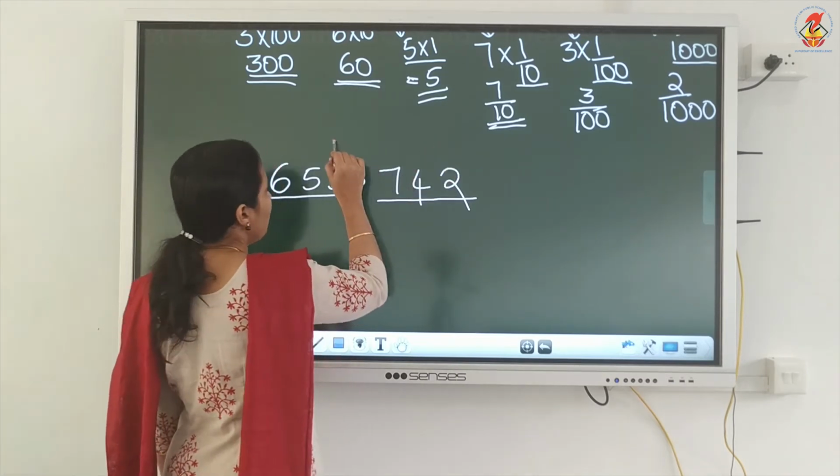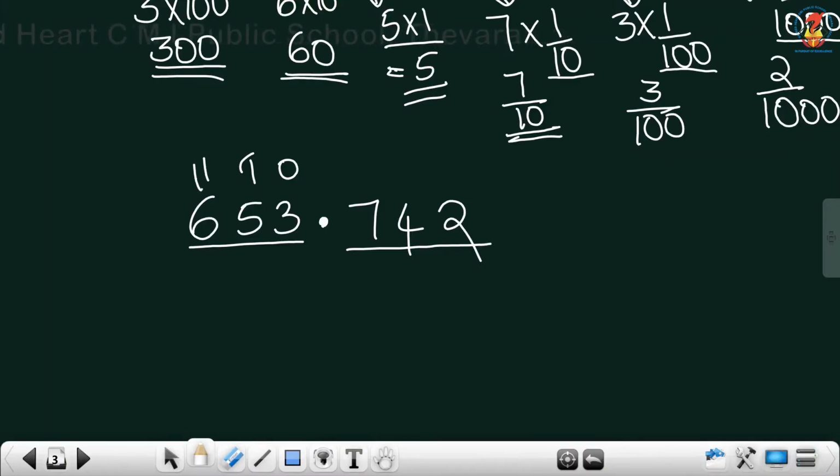Just recall the places. This is ones, this is tens, this is hundreds, then thousands, like that it will go. In the decimal part, the first place is 10th, the second place is 100th. When you are writing 100th, write it completely, including th. And the third place is 1000th.